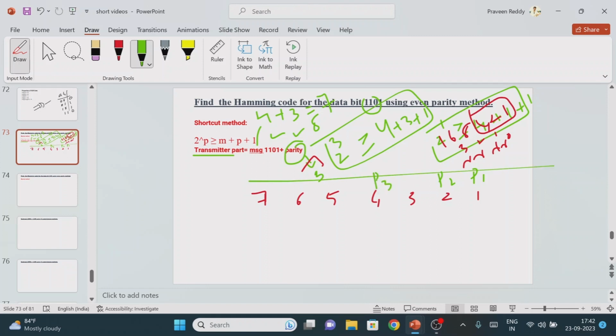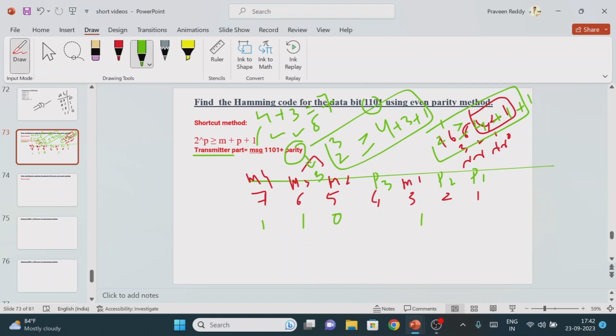If it is not a parity bit, then all the remaining positions are message bits. So this is m1, this is m2, then m3, and one more is m4. Now, after doing all these things, as per the given question, they have already mentioned the message bit value. They have given 1101 as the message bit value. Now what do we need to identify in the transmitter part?